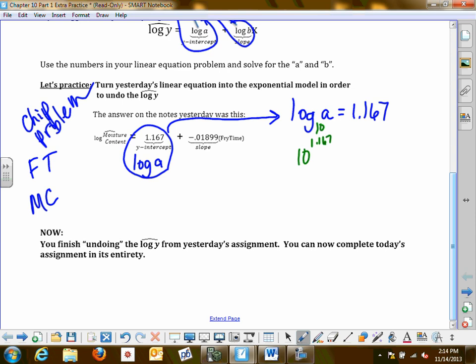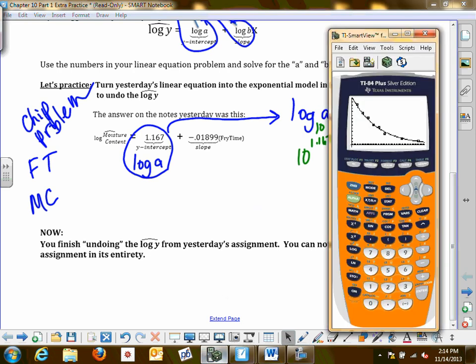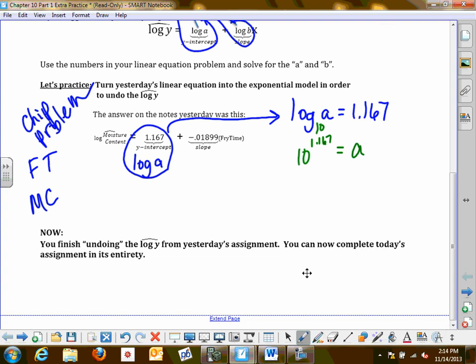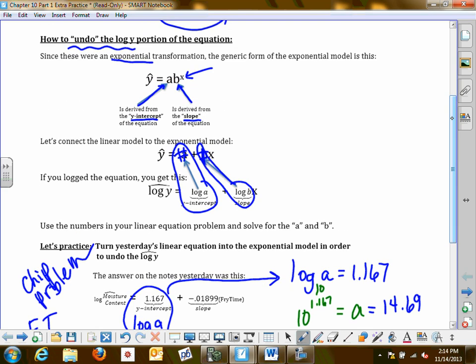So the way I get out of this log is by going 10 to the 1.167 exponent equals a. And then you can go and do that computation in your calculator here. And you can see my top line, 10 to the, so you have the caret button, 1.167, and that comes out to be 14.69. So the a value is 14.69. That's going to be this value right there in the exponential equation.